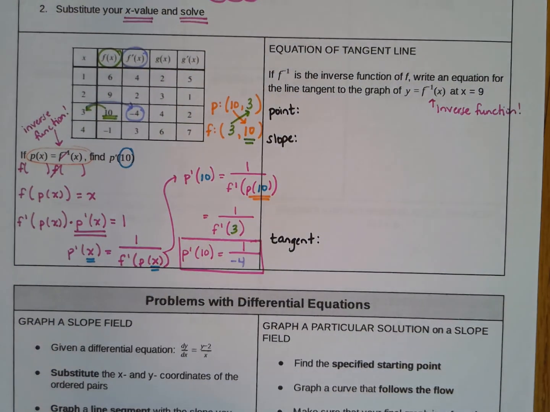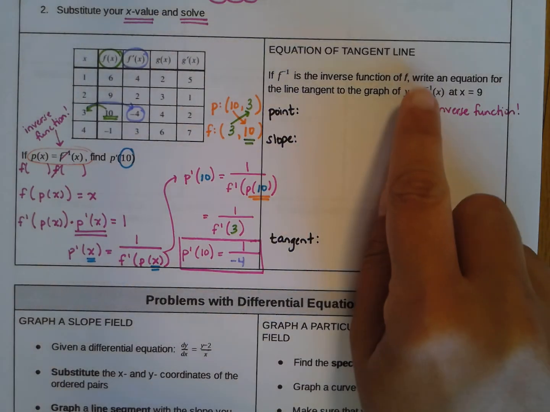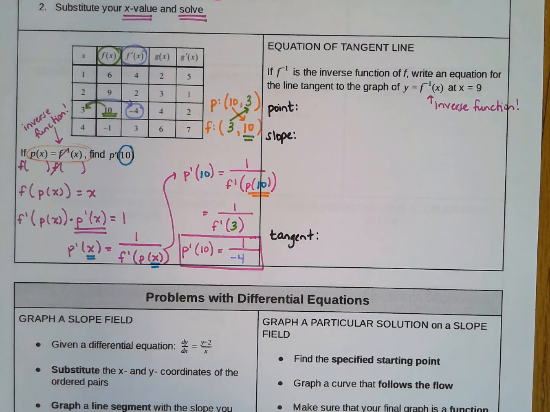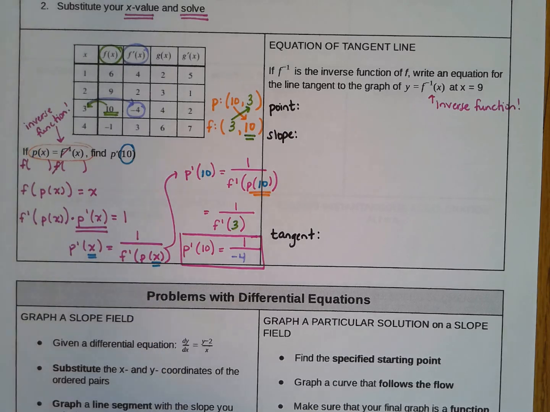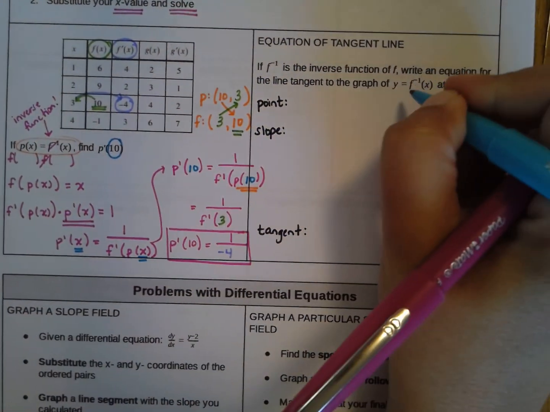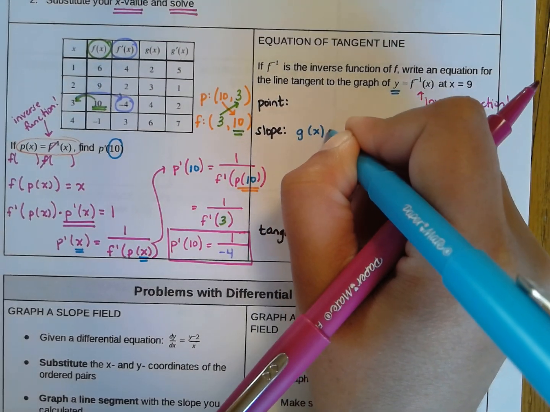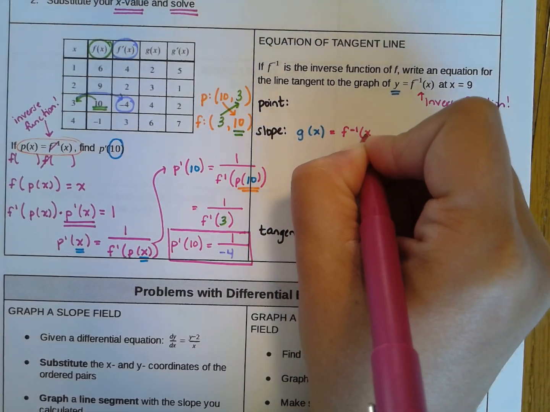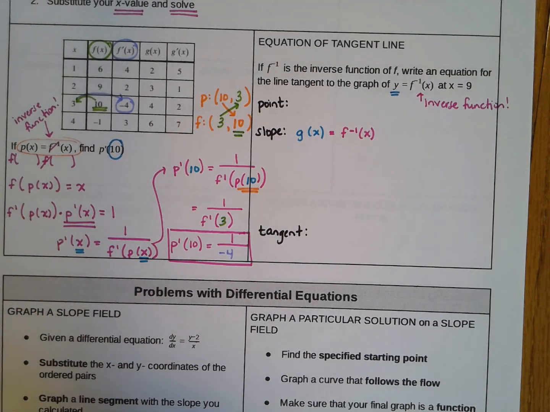So one thing that I find a little bit challenging about the way that this problem is phrased is the notation here. Y is equal to f inverse of x. I prefer it when we actually have a separate function, p of x or g of x or h of x. It's just easier for me to work with. So I'm going to replace the y with g of x. For the rest of this problem, I'm just going to use g of x instead of y. It's just an easier notation for me to work with.